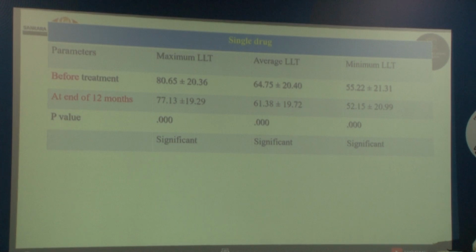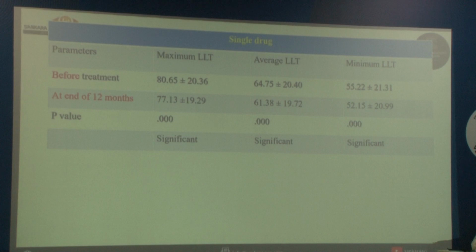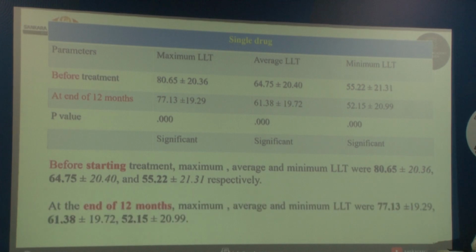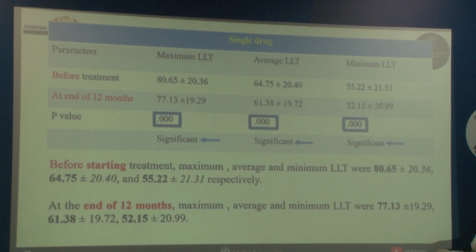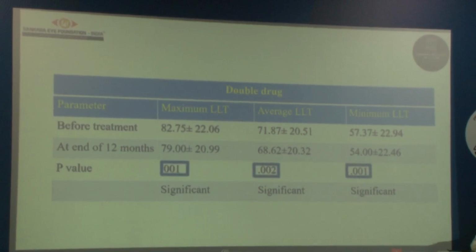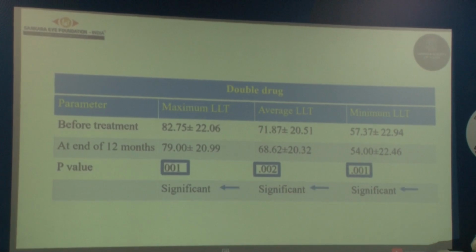This is the table showing the lipid layer thickness parameters before starting the treatment and after 12 months in patients on a single drug. The maximum, average and minimum LLT parameters before treatment were 80, 64 and 55 respectively. At the end of 12 months, the values dropped to 77, 61 and 52. The p-value was found to be statistically significant, stating that AGMs have an effect on lipid layer thickness. Similarly, in patients on double drug, the decrease in LLT parameters was found to be significant, also stating that AGMs have an effect on lipid layer thickness.